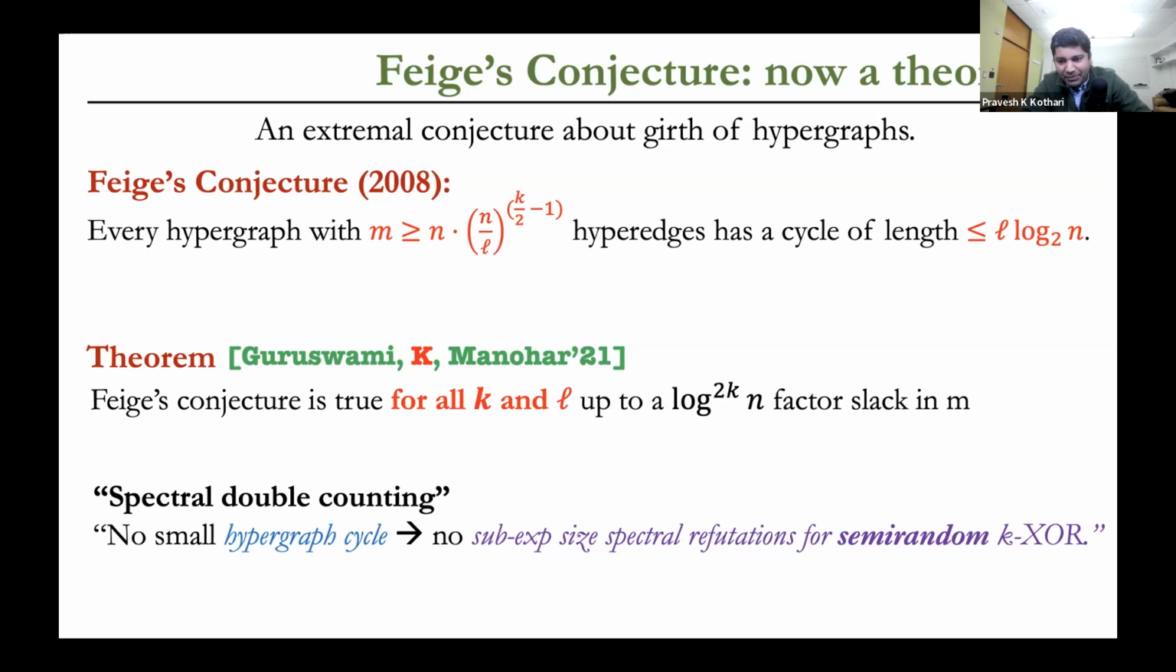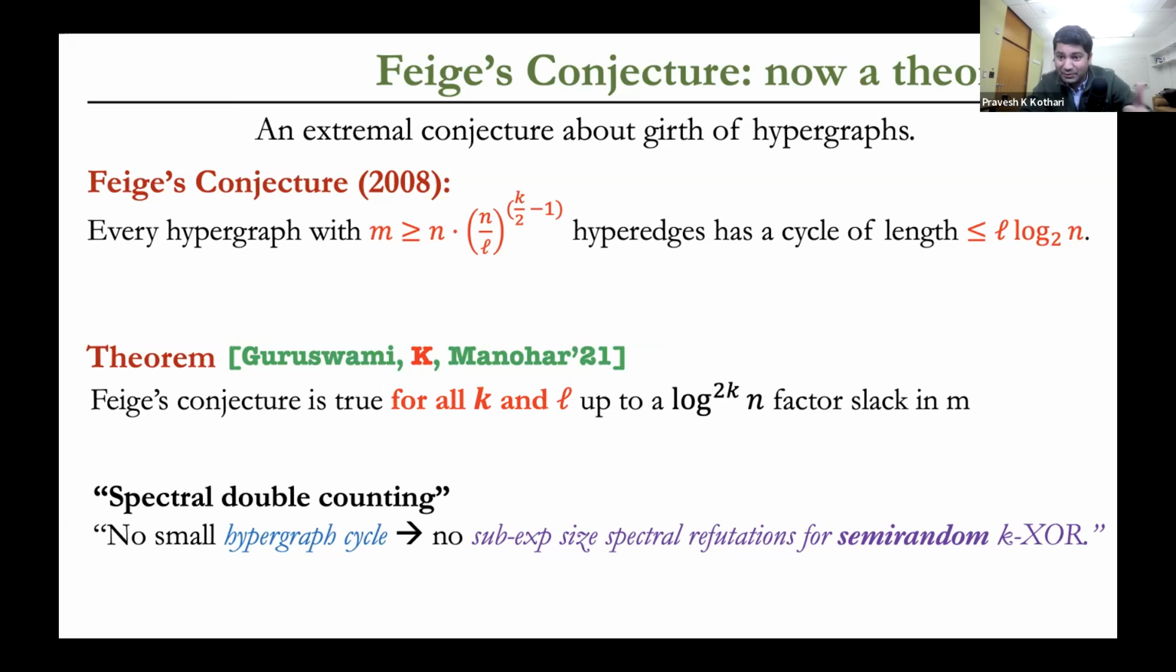The very last thing I want to tell you is how the proof works. And this is the payoff I was telling you that you would have if you actually study sub-exponential time refutations. Our proof works the following way. We show that, suppose for the sake of contradiction there was no such small cycle as Feige's conjecture suggests, then there should not be any sub-exponential size spectral refutations for semi-random KXOR.